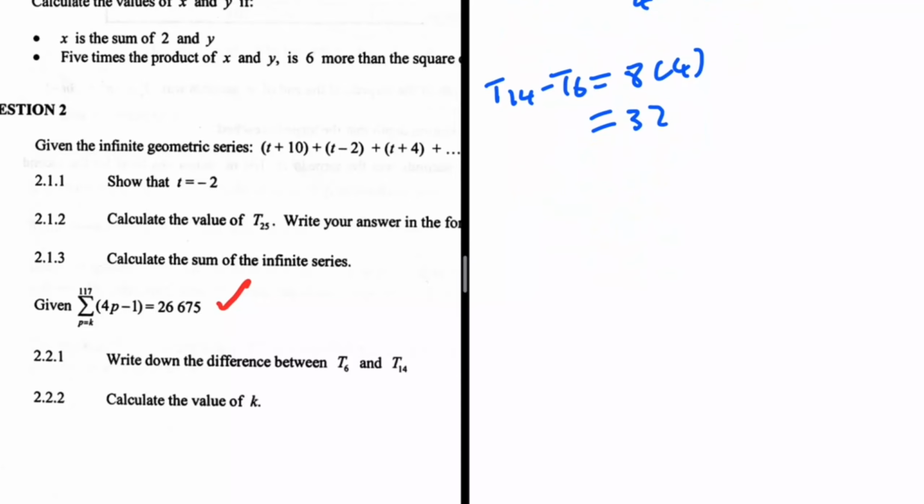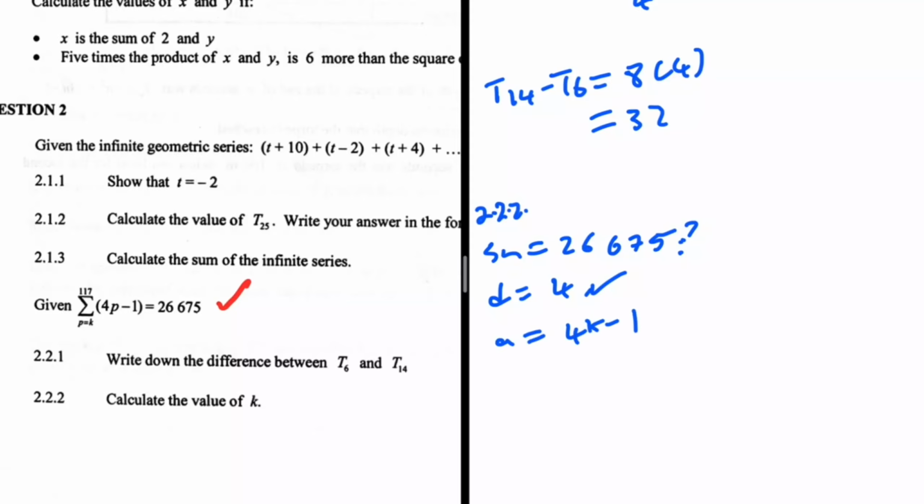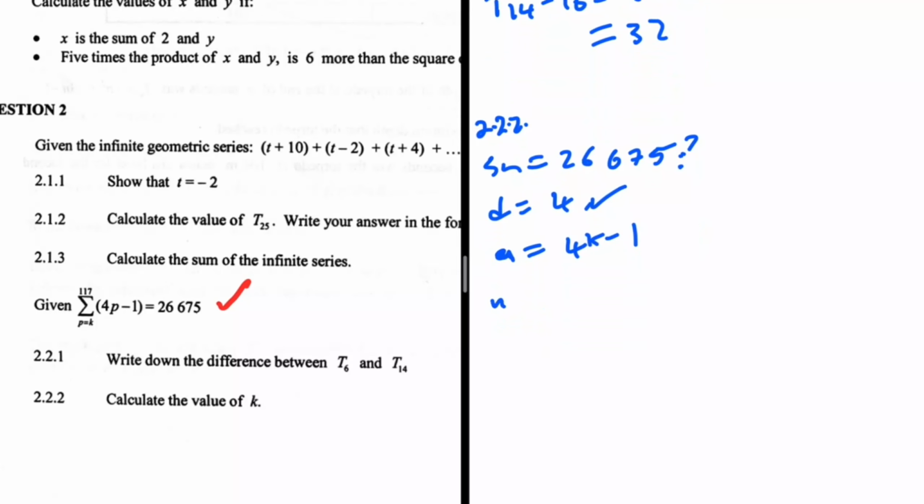2.2.2. Calculate the value of k. Right. So we are given the sum. We know the difference. Let's just start by writing that down. So we have the sum, which is 26675. We know the difference, which is 4. So if we wanted to calculate the sum and we had the difference, what else would we need? We would need A, the first term. Can we find the first term? Yes, we can, because the first term is 4k minus 1. We substitute k in place of p. So we have A, we have the difference. We don't have the number of terms, but we know that the number of terms is equal to the top number, 117, minus the bottom number, k, plus 1. So n is equal to 118 minus k.